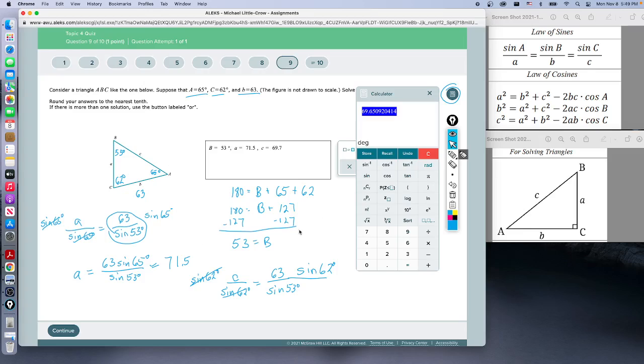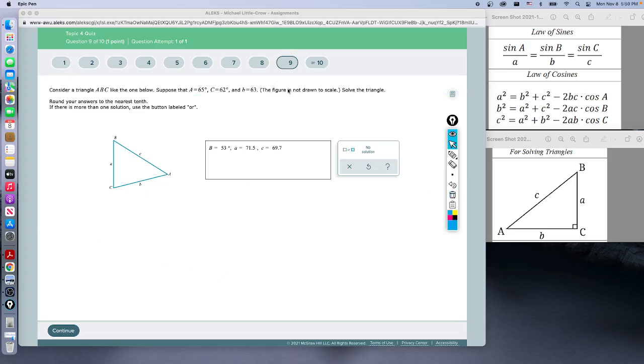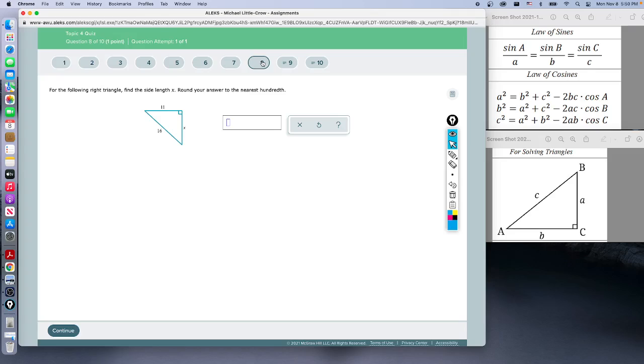Okay, so you'll just need to be able to use the law of sines for several of these problems. I think the next one as well, let me take a quick peek, and so this one video will be, and I'll label it, the law of sines. Let's see. How about number 8? Now number 8, since it's a right triangle, is just the Pythagorean theorem.